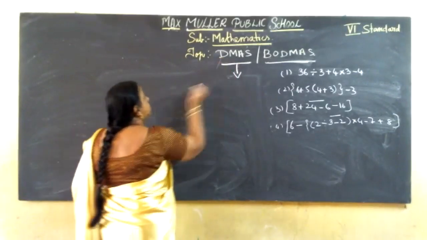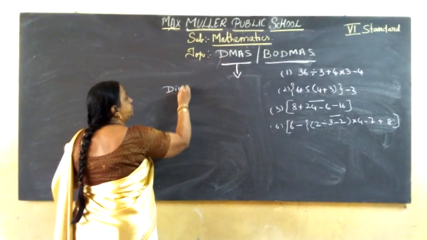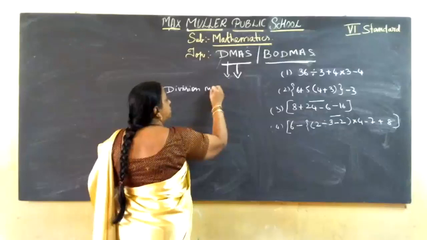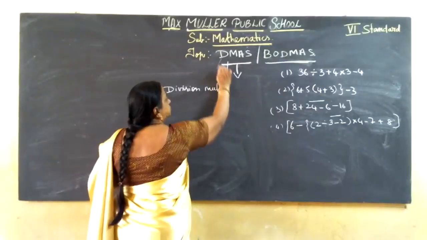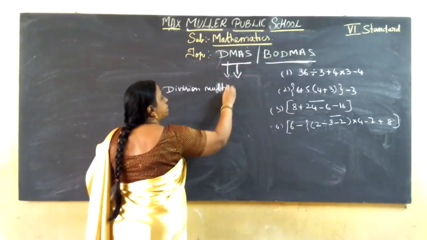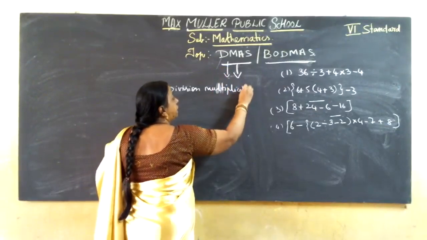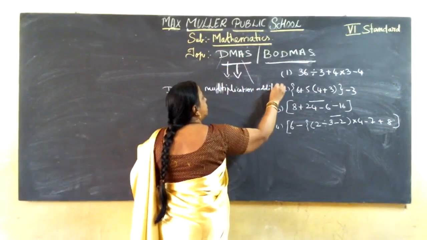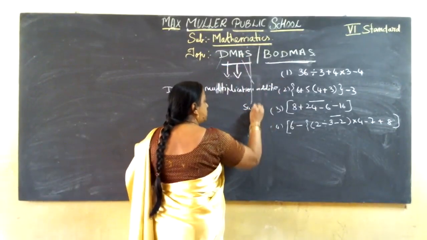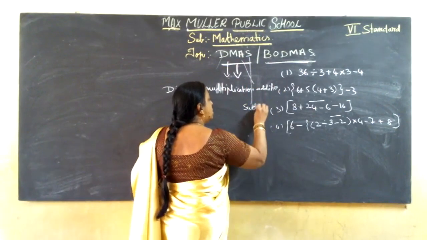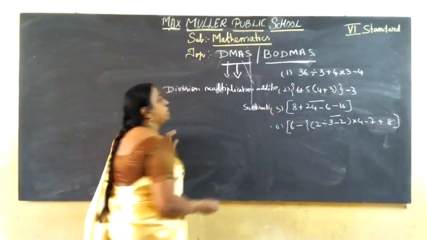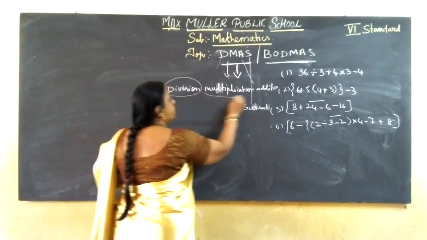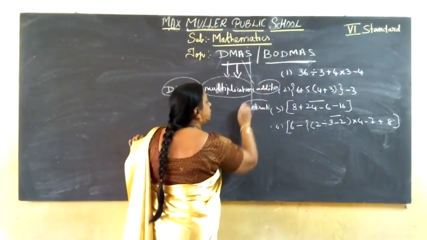BMAS rules means what? D stands for division, M stands for multiplication, then A stands for addition, then S stands for subtraction. That means if you get more than two operations, first you should go for division, then multiplication, then addition, then subtraction.